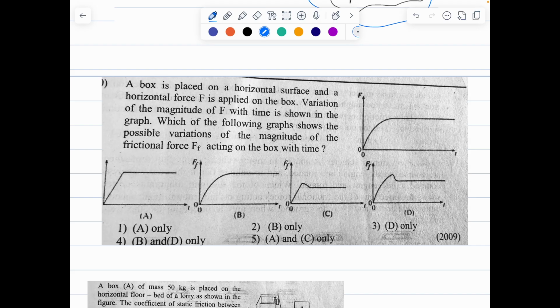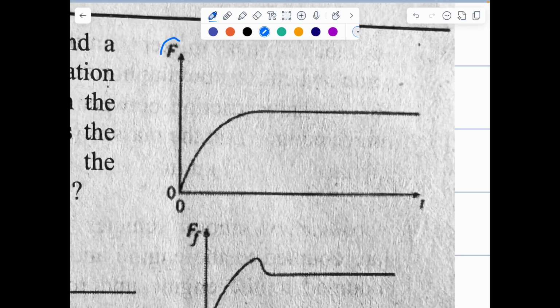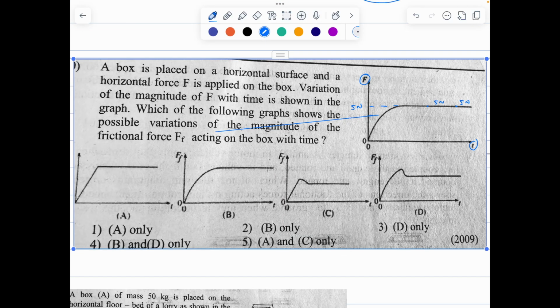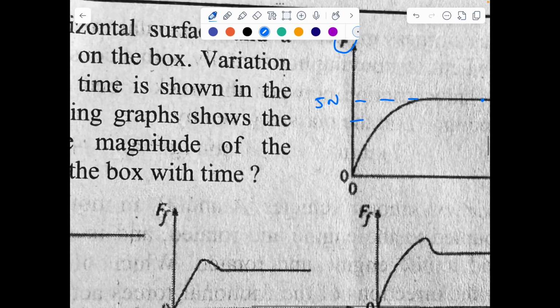Okay, it's a very simple question. Now just suppose, think of this one. This is the external force that you apply with time. Now suppose this external force has values like, from 0 newtons, let's say up to 5 newtons, and then continuously it's 5 newtons, right? Here, let's say 4 newtons and so on, right? 4 newtons and so on.